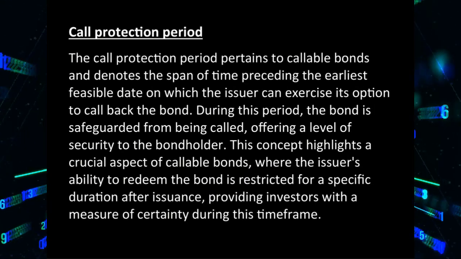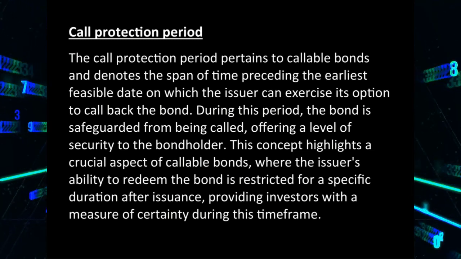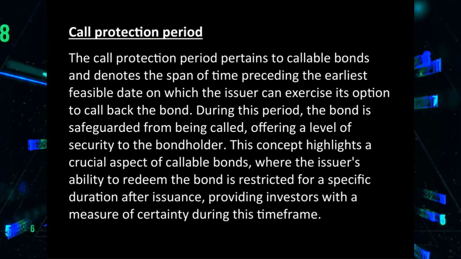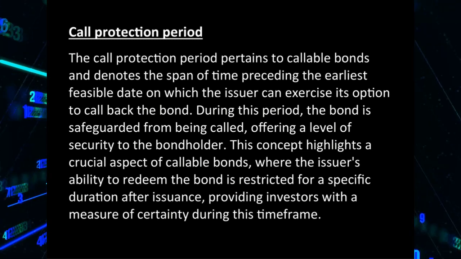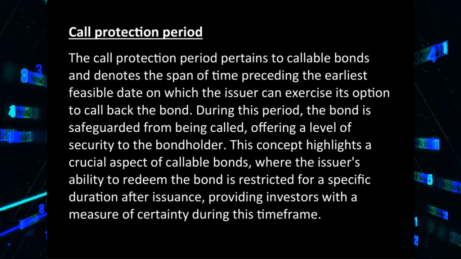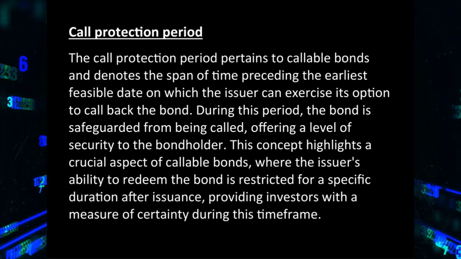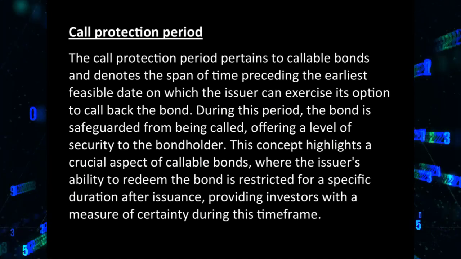Call protection period. The call protection period pertains to callable bonds and denotes the span of time preceding the earliest feasible date on which the issuer can exercise its option to call back the bond. During this period, the bond is safeguarded from being called, offering a level of security to the bondholder.